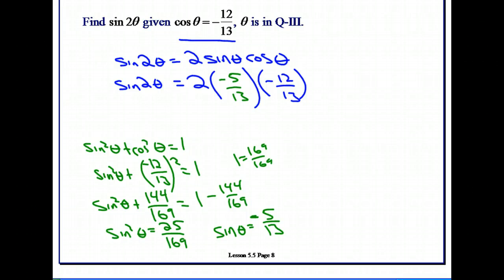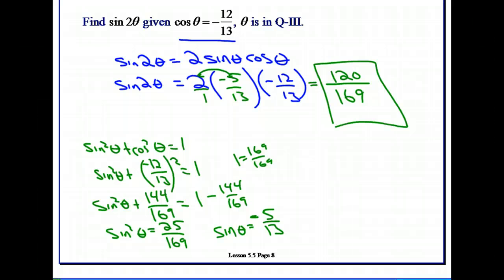Sub that in, and let's multiply. On the bottom, I have 1 times 13 times 13, 169. On the top, I've got 2 negatives, a positive. 2 times 5 is 10. 10 times 12 is 120. So I've used my double angle identity for sine of 2 theta to figure it out given the cosine.